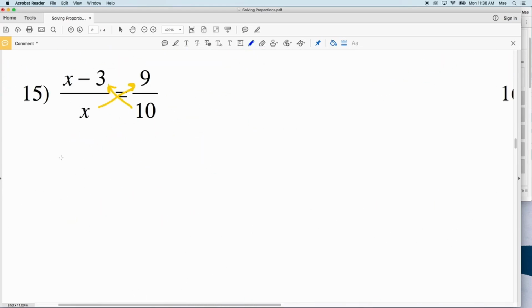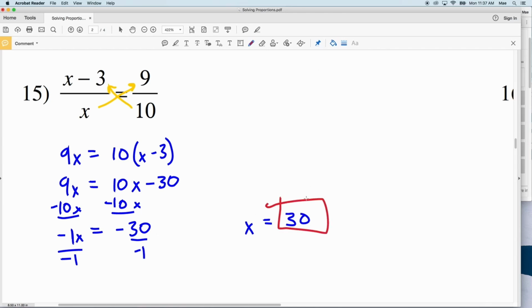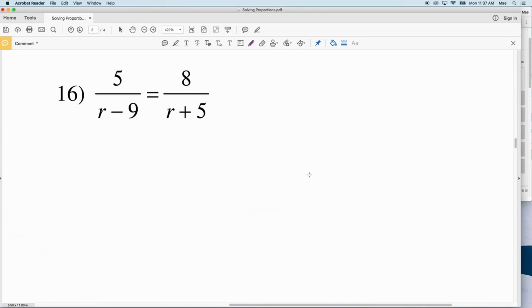Number 15, we'll have 9x equaling 10 times the quantity x minus 3. Distributing that 10, we'll have 9x equal to 10x minus 30. Subtract 10x from both sides to get that negative 1x, or negative x, is equal to negative 30. Divide both sides by negative 1 to get that x is equal to negative 30 divided by negative 1, which is a positive 30. So 30 is the answer in number 15.